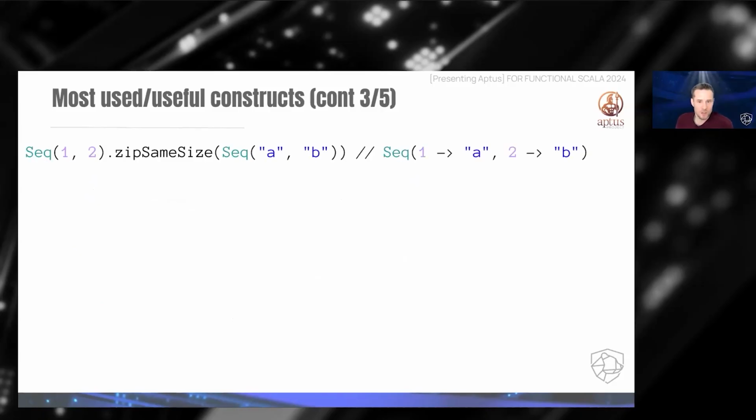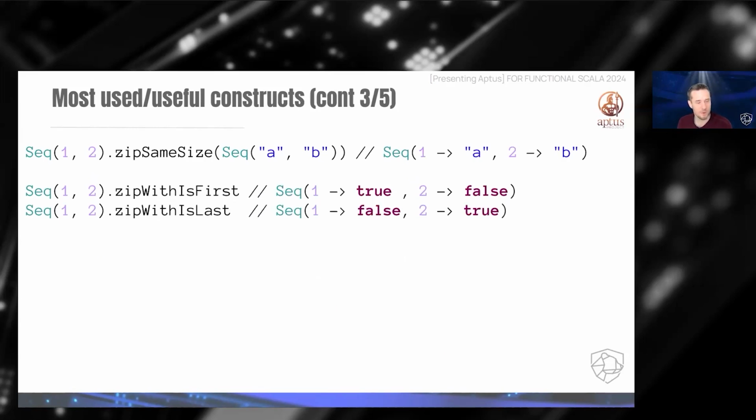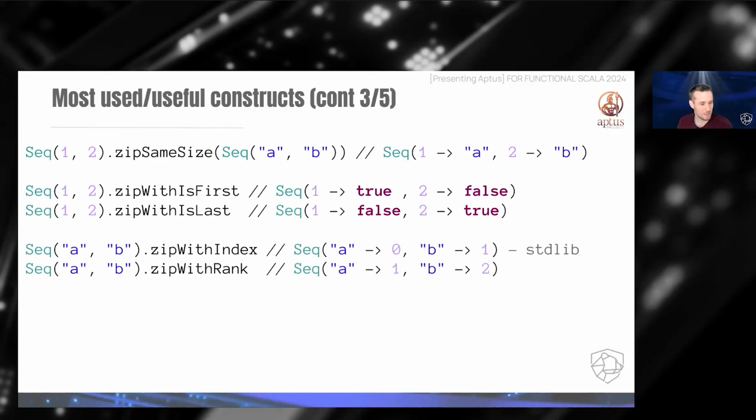Okay. Onto the collection ones. So we've seen zip same size, which will error out if it's not the case. I have a couple more zips that are useful. Zip with is first. Zip with is last. Zip with index, you know that one from the standard library, but you probably don't know the very fancy zip with rank.